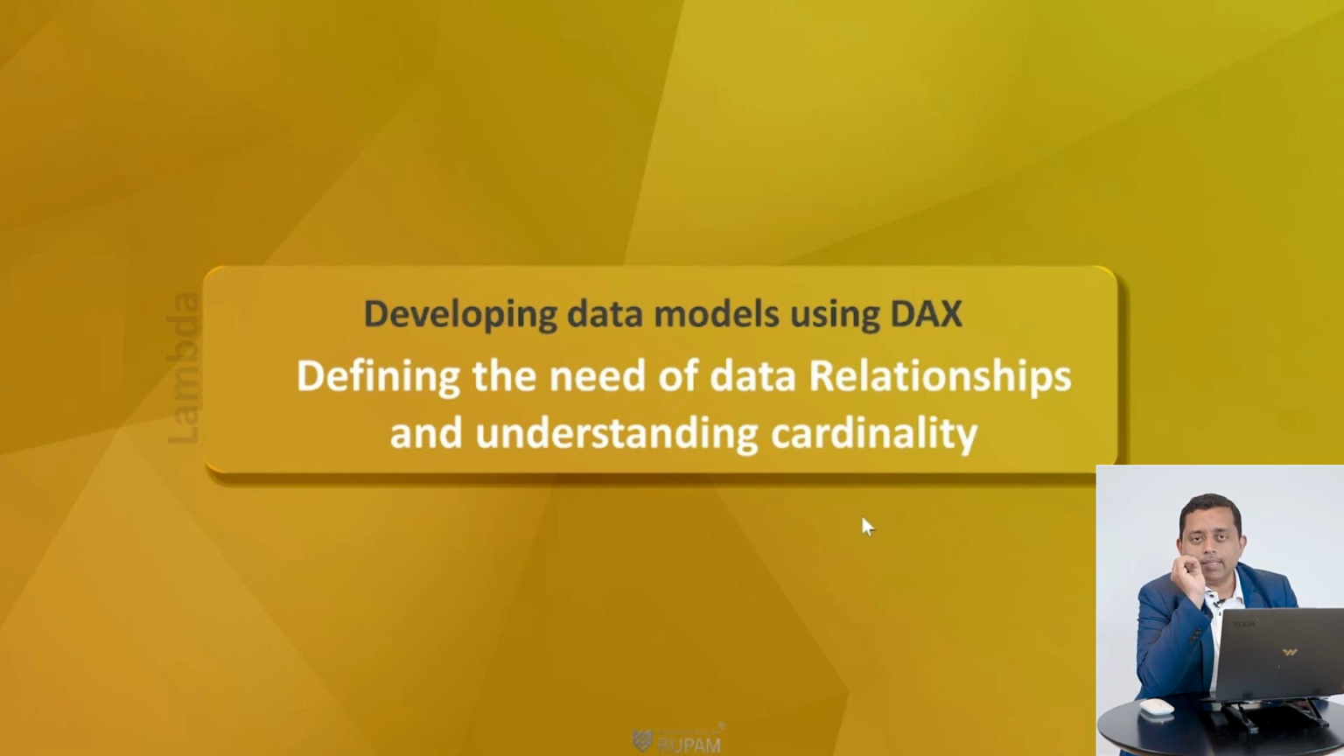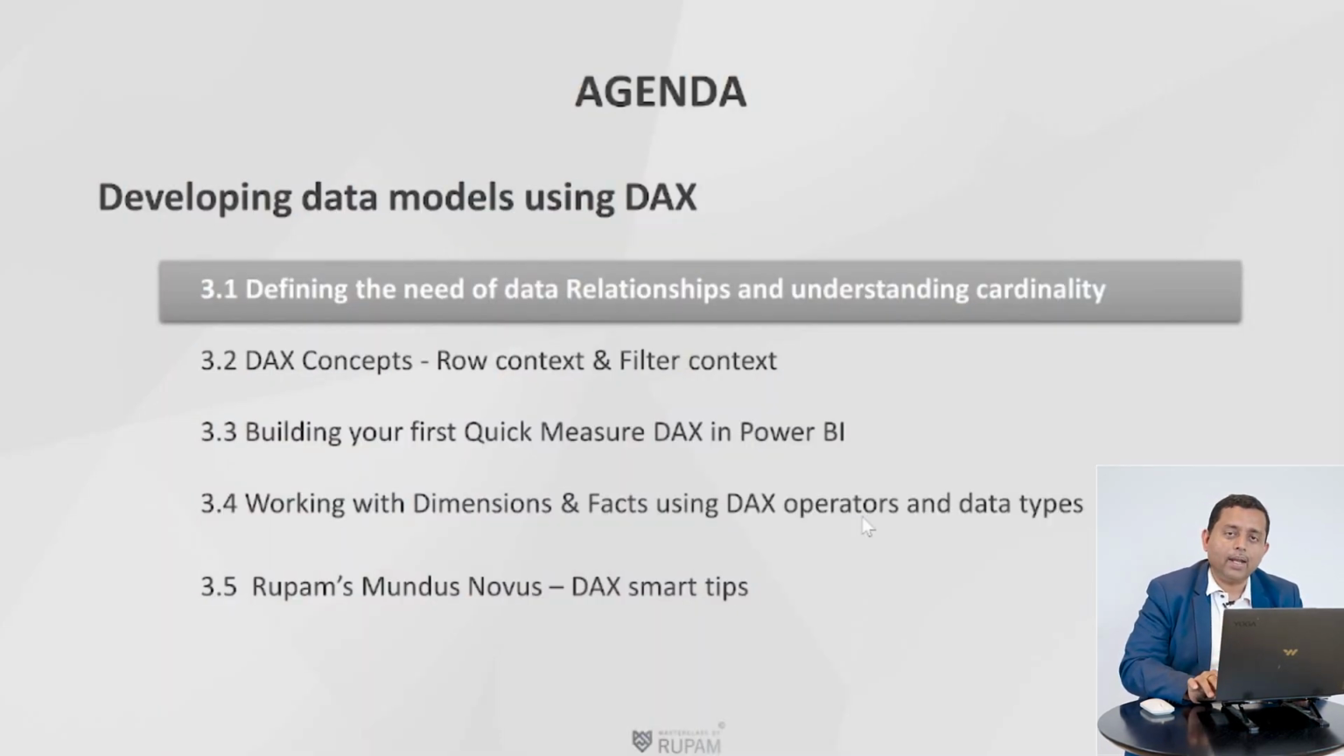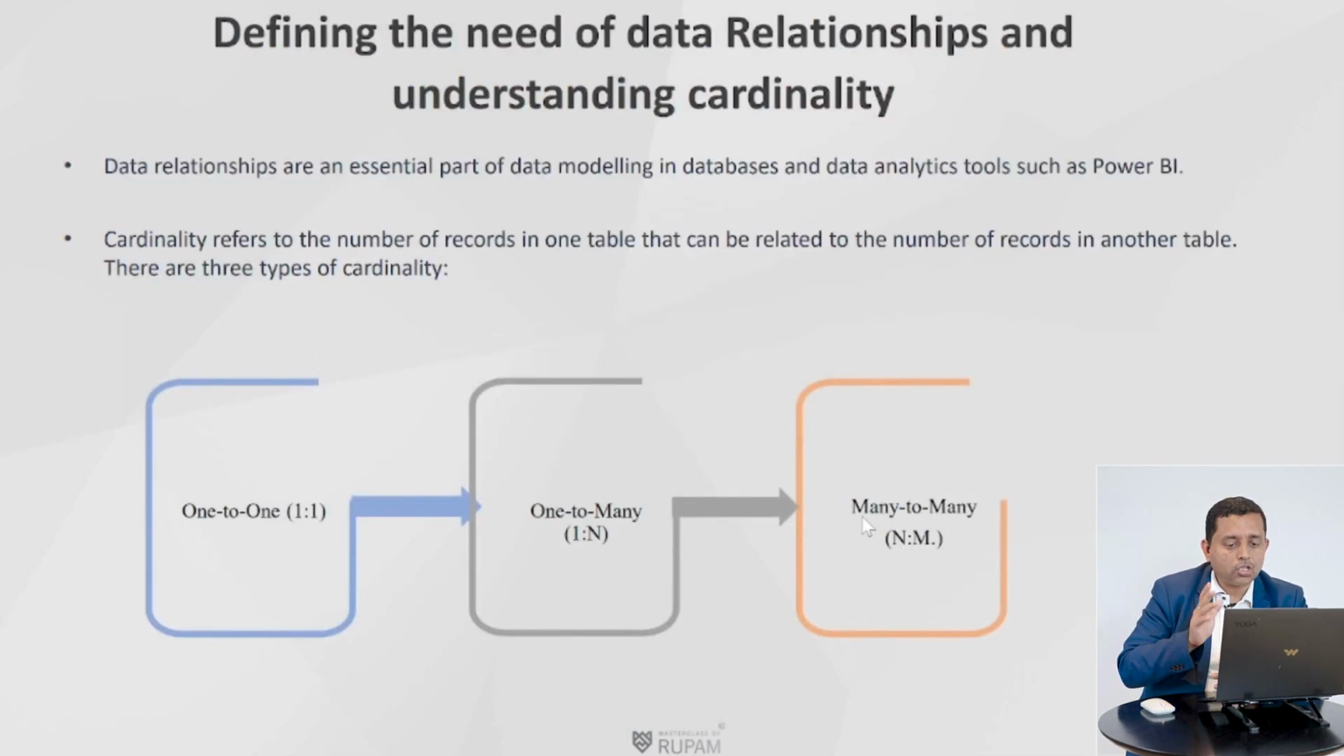Now in this section of Lambda, we are going to talk about the need for relationships: the concept of data relationships, and then understanding cardinality. This is the third module, the Lambda module, about defining the need for data relationships and understanding cardinality. Primarily we will talk about three different types of cardinality or relationships within the data.